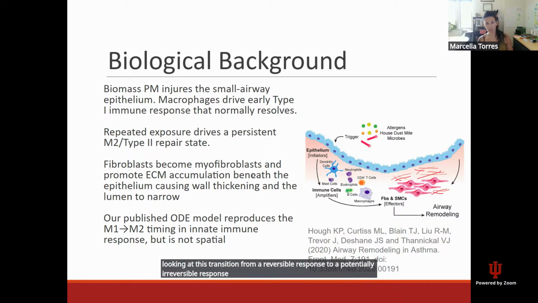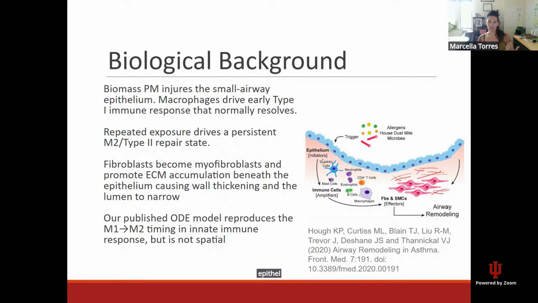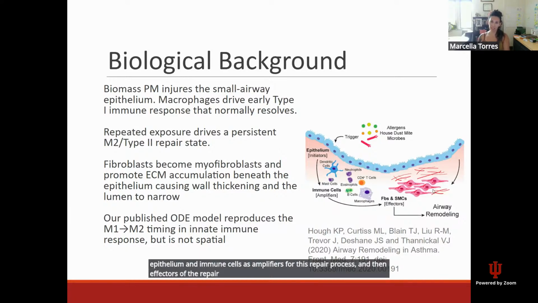And the published model, which is not this image that I have here, is just to illustrate this idea of having epithelium and immune cells as amplifiers for this repair process, and then effectors of the repair process, airway remodeling. I really like this very simple graphic. It's not my model, though.